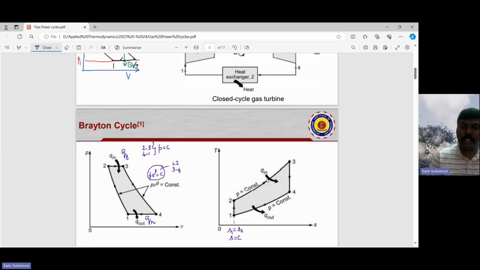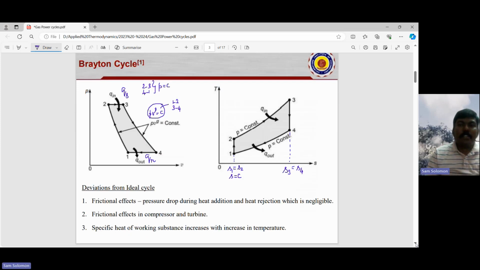2-3 is constant pressure heat addition. 3-4 is again isentropic expansion. So you can look at it over here. Again S3 is going to be equal to S4 because S is constant, and 4-1 is constant pressure heat rejection. Okay, so these are the PV and TS diagrams for your Brayton cycle. This is an ideal cycle. What I have shown you here is an ideal cycle, and there can be deviations from the ideal cycle.